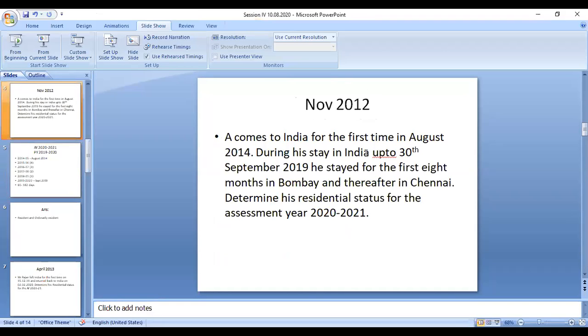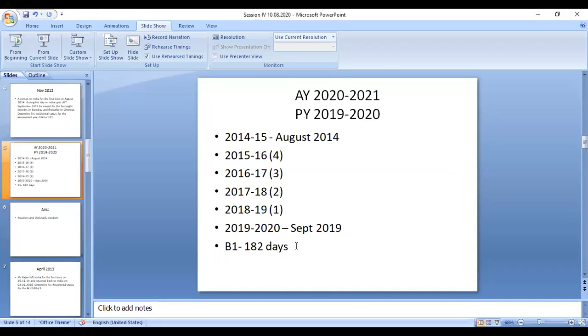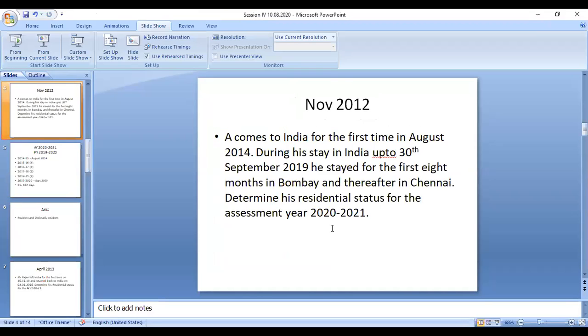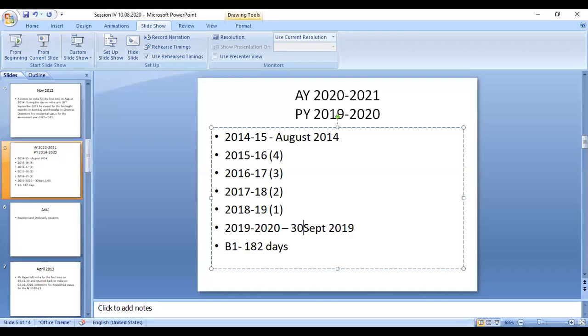From 2014 to 2019, up to this period, he is in India only, right? Okay. Now the previous year 2019 to 2020: up to 30th of September 2019 he is in India only. So 13th of September 2019 falls in the previous year, right?